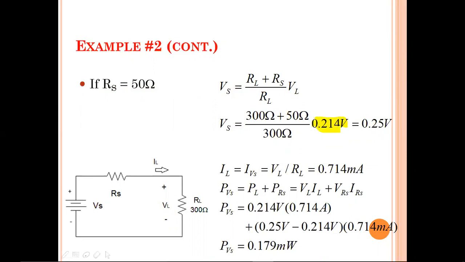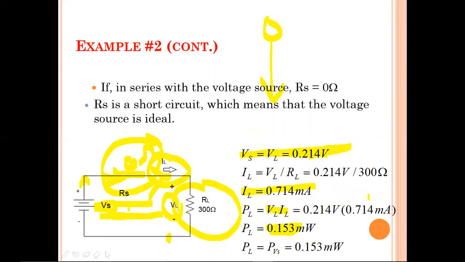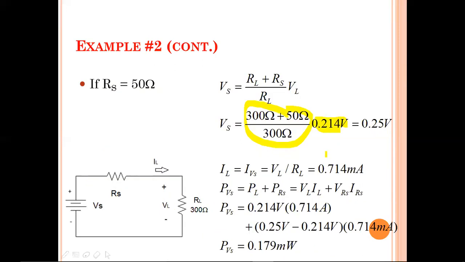Then multiply this 0.214 with the equivalent resistance, and you will get 0.25. Here the voltage is increased. Observe this point. While you are increasing the value of resistance, initially my voltage is 0.214, right? While my resistance is 0, my voltage is 0.214, sorry. While I'm increasing the value to 50 ohms, my voltage increases to 0.25, right?